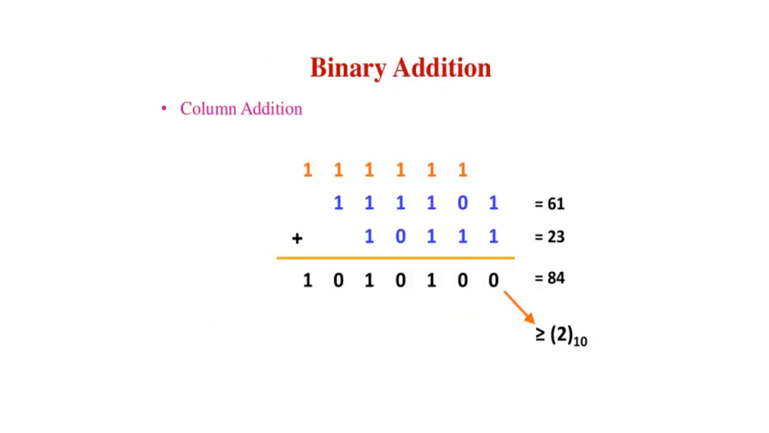Here is the binary addition. So the column addition, that is 111101, next 10111. So 1 plus 1 means 10, 1 plus 1 means 10, 10 plus 1 is 11. Okay, so this should be represented as 61 and this is 23. So 3 plus 1 is 4, 6 plus 2 is 8, so 84. For 84 we get the value, so this should be greater than or equal to 2 to the base 10.